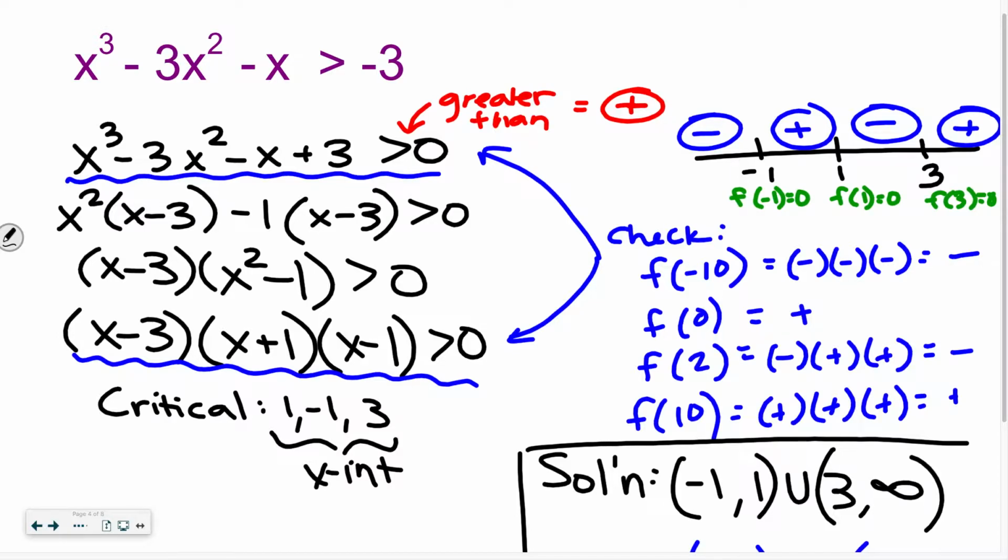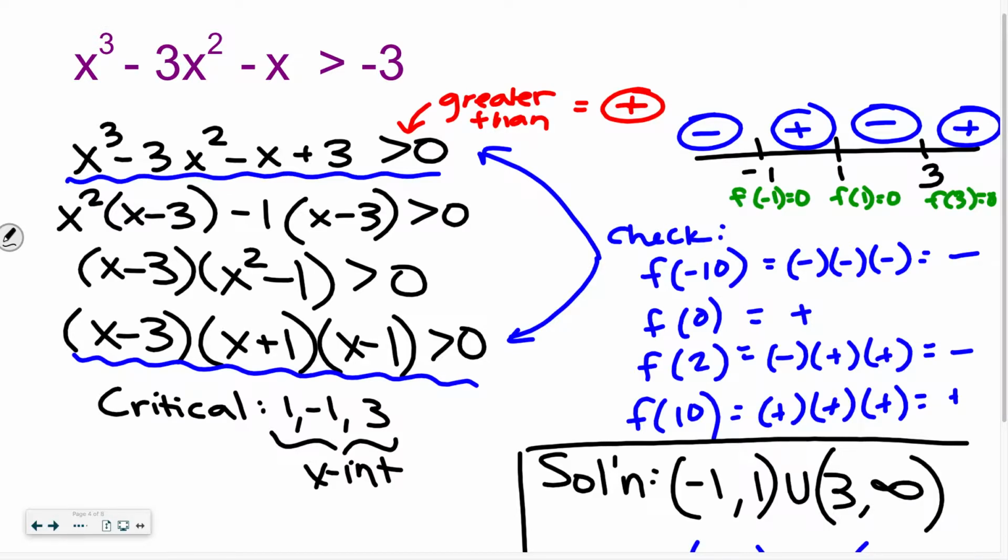I will warn you, if you use that method, to be on the lookout for even multiplicities. Because even multiplicities mean you could have a negative next to a negative. It'll turn at the 0, or a positive next to a positive.